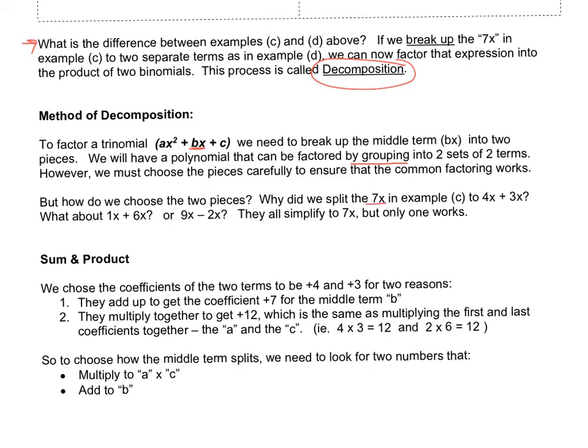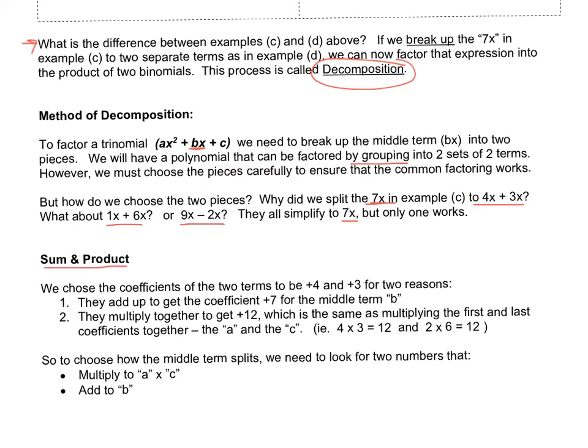Why did we split 7x into 4x plus 3x? Why didn't we use 1x and 6x or 9x take away 2x? They all simplify to 7x, but only one actually works. So here's what you need to do, the sum and the product.